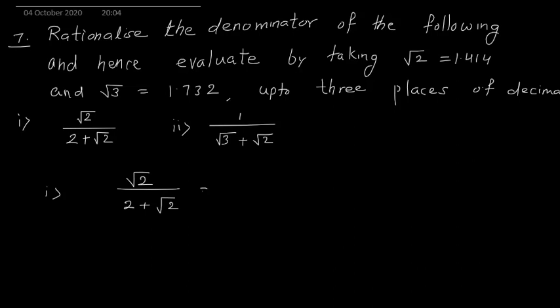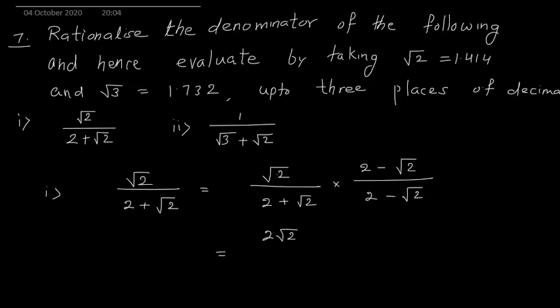What we do here is rationalize the denominator, that is we multiply and divide by 2 minus root 2. So 2 minus root 2 we multiply and divide. So here it becomes root 2 into 2 is 2 root 2 minus root 2 into root 2 is 2, whole divided by 2 squared minus root 2 squared.